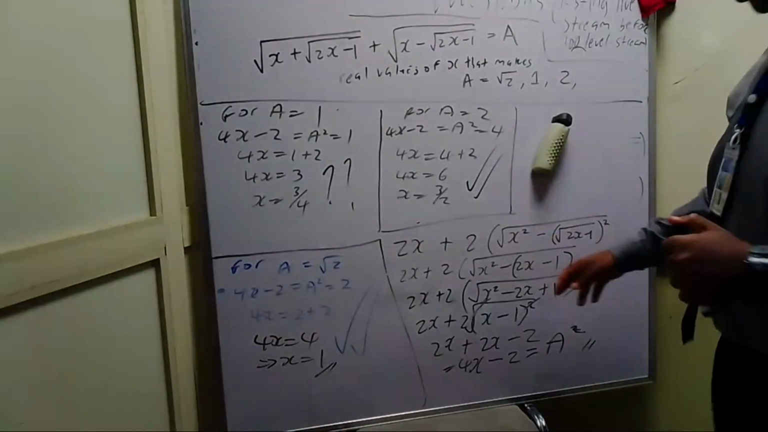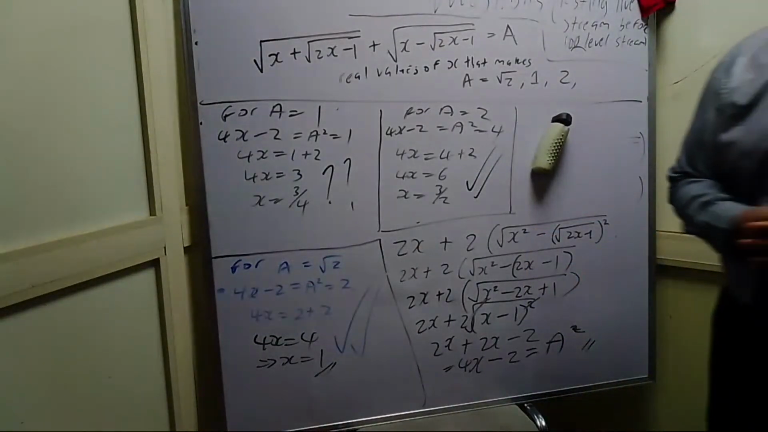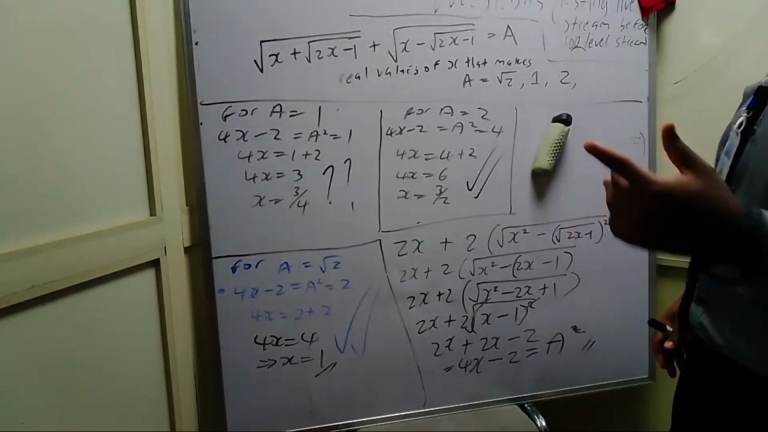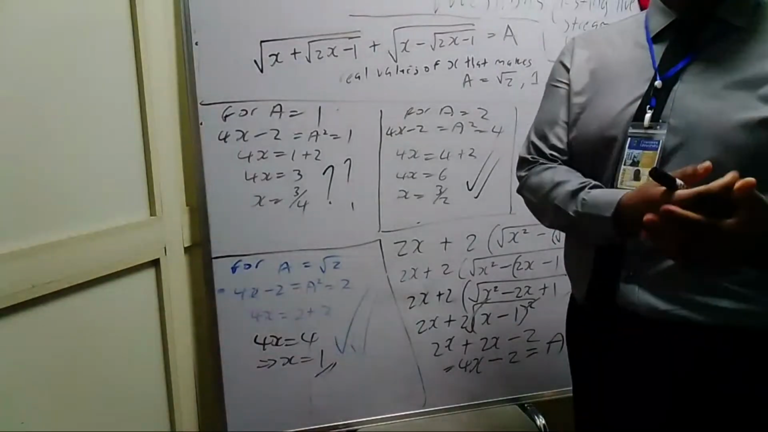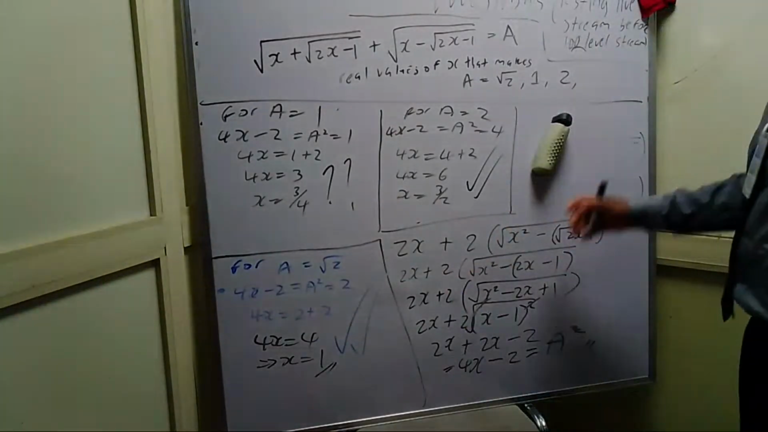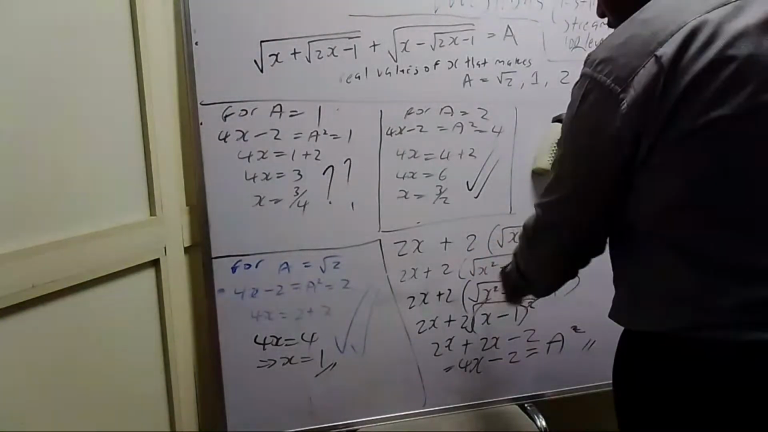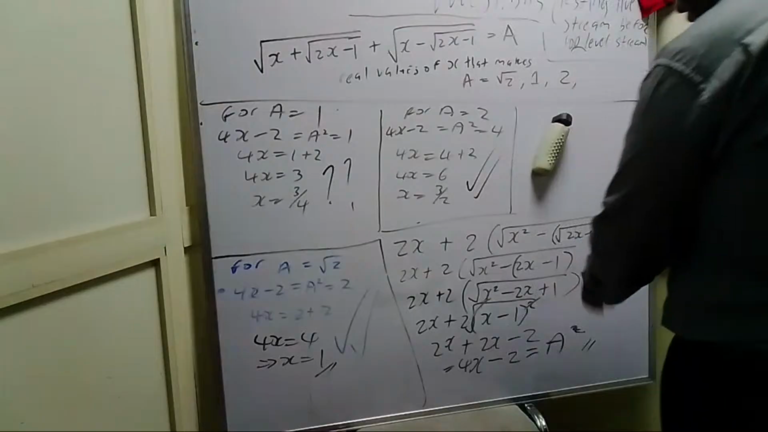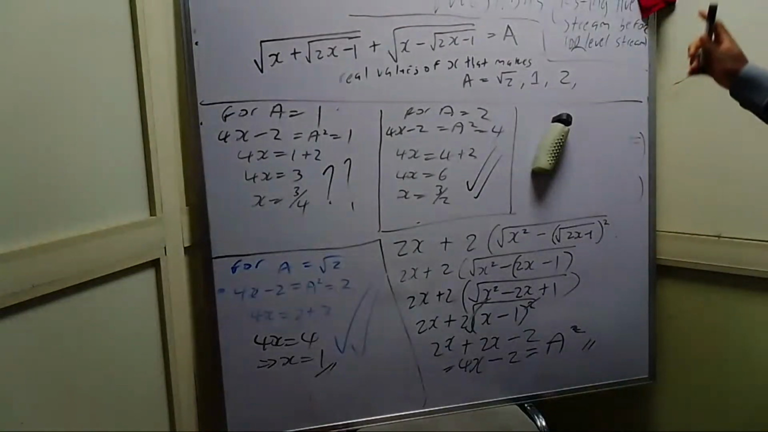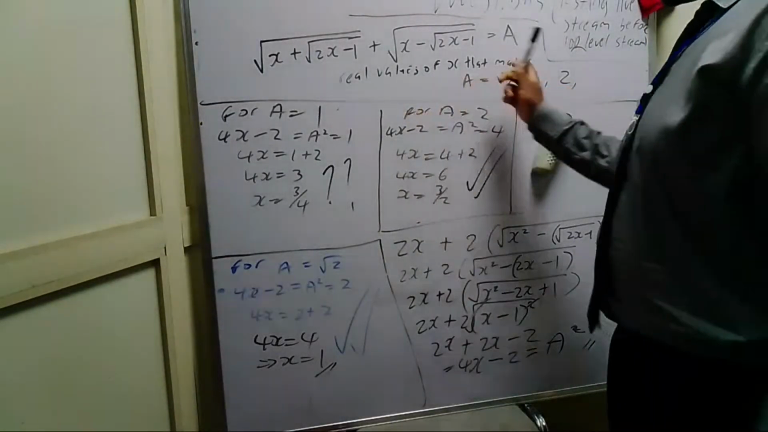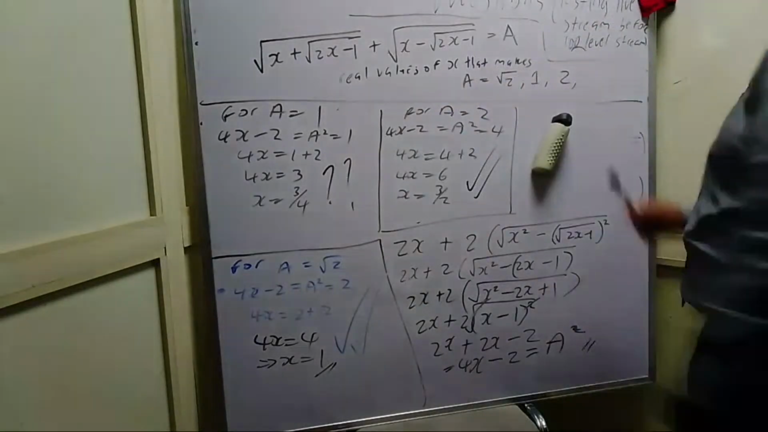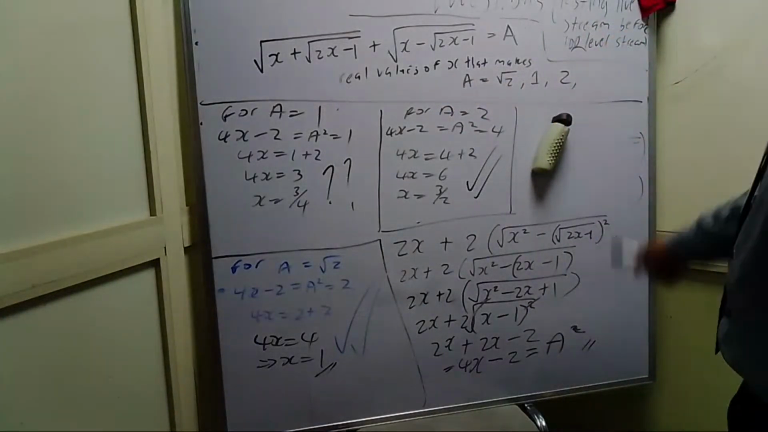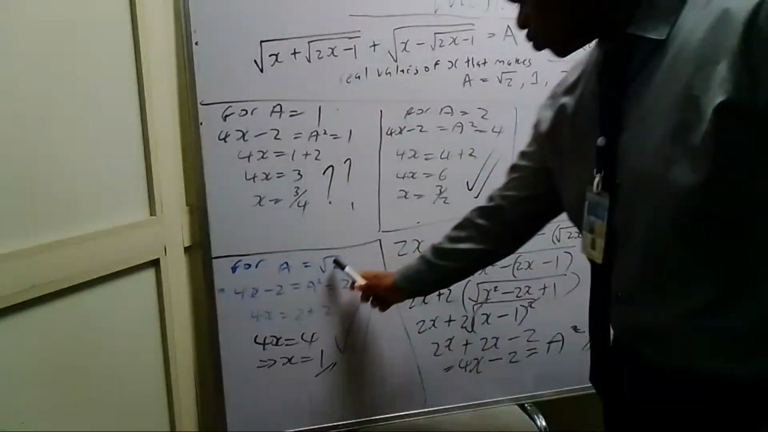Okay, x squared minus 2x plus 1 is already a perfect square, and that is x minus 1 squared. And so by the time you have the square root there, the square root cancels the square, leaving you just x minus 1. So you have 2x plus 2 times x minus 1, 2x plus 2x minus 2, that's 4x minus 2 is equal to a squared. The question now says, find the real value of x that makes a equal to square root of 2, 1, and 2. For a equals square root of 2, we have 2.